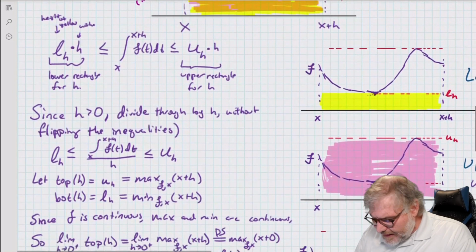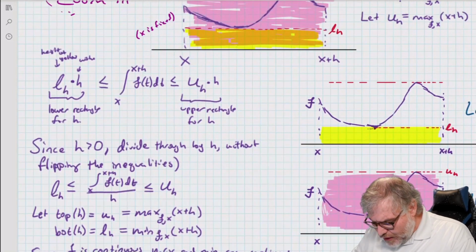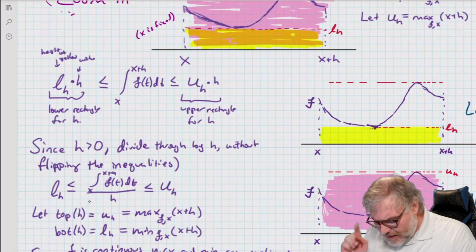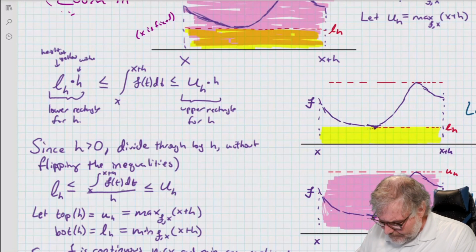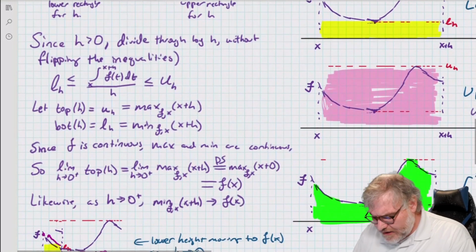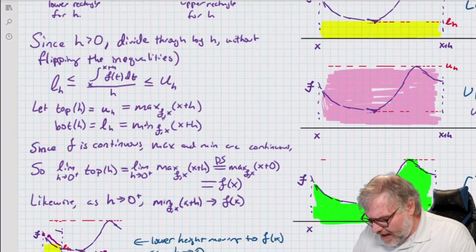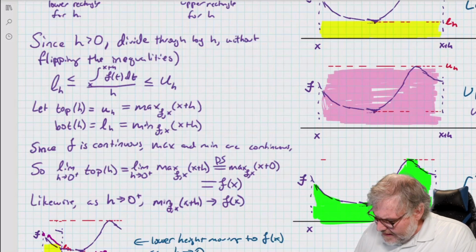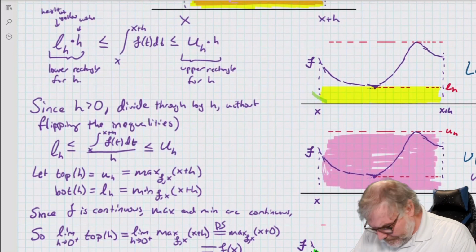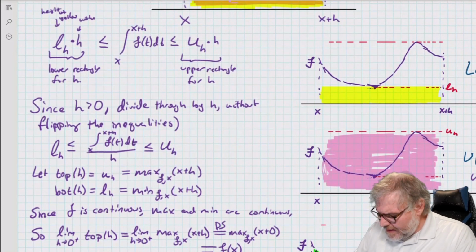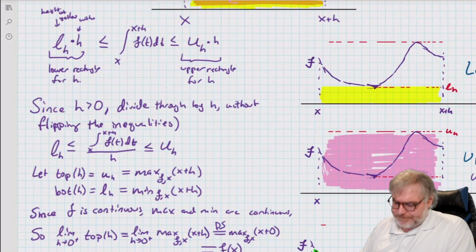Okay. Now h is greater than zero, so I'm going to divide through by h, and I'm not going to flip any inequalities. So I've got L_h is less than or equal to this bit, which is less than or equal to this bit. Well, let's just let top of h equal U_h. And remember, U_h is the max of f from x to x plus h. And the bottom is going to be the min. So the top is this bit here. The bottom is this bit here. And the green thing is trapped between the top and the bottom.